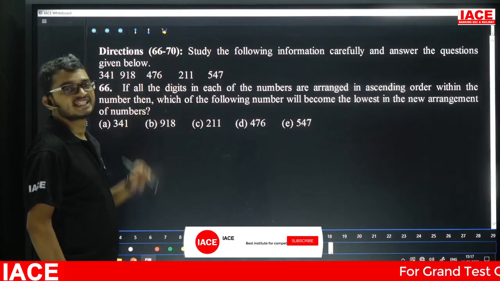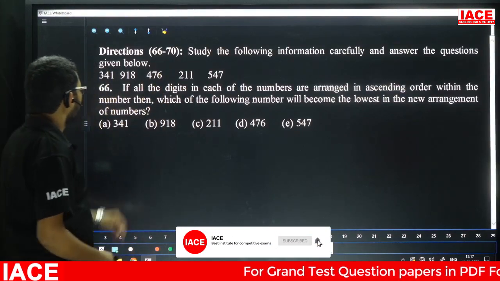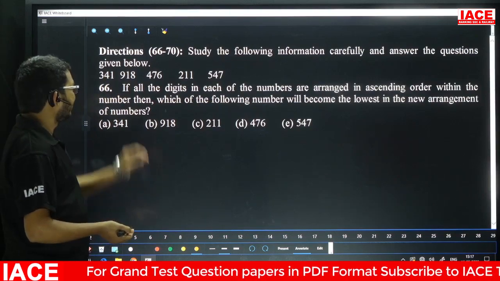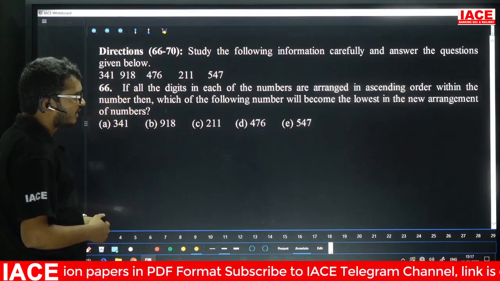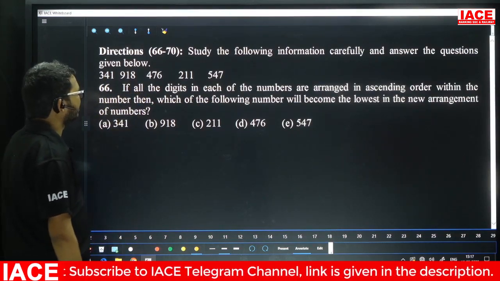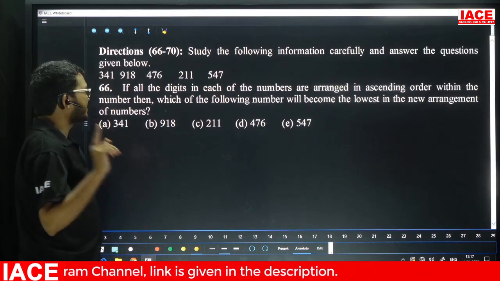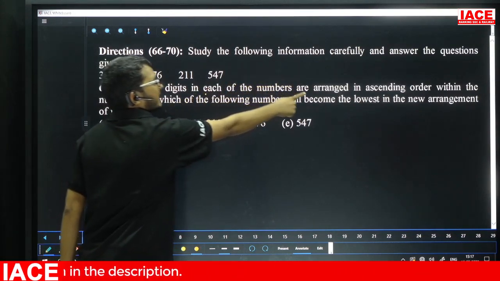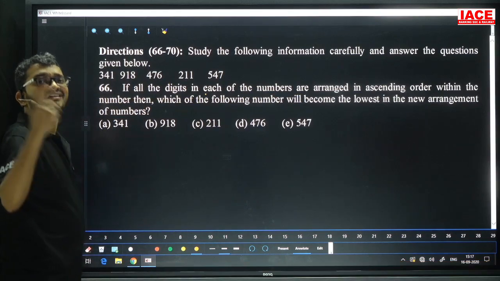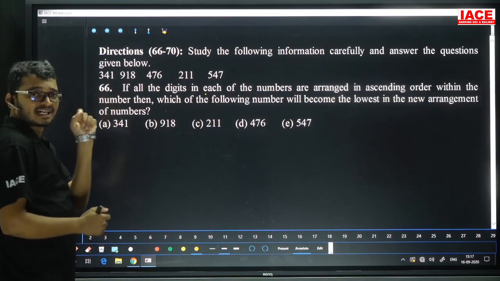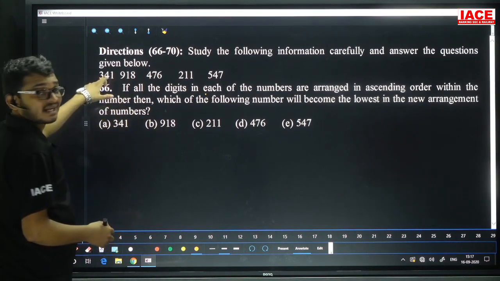Next, question number 66 to 70. Friends, take 66. If all the digits in each of the numbers are arranged in ascending order within the number, friends, here they mention that all the digits in each of the numbers are arranged in ascending order. So friends, here ascending order means what? Low to high. Digits are arranged in ascending order.